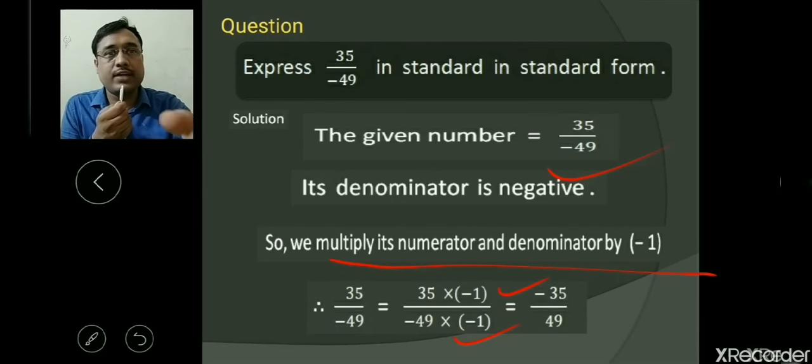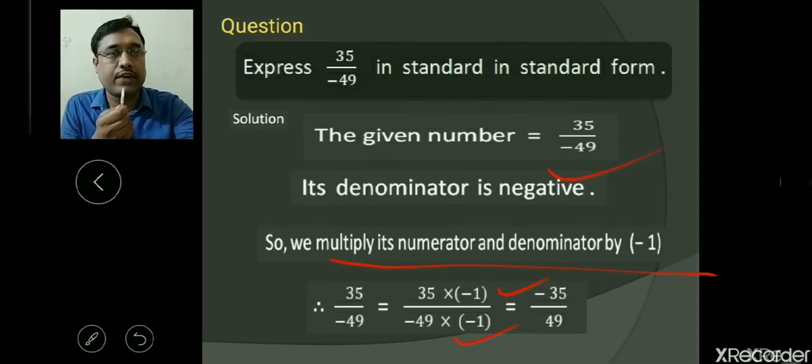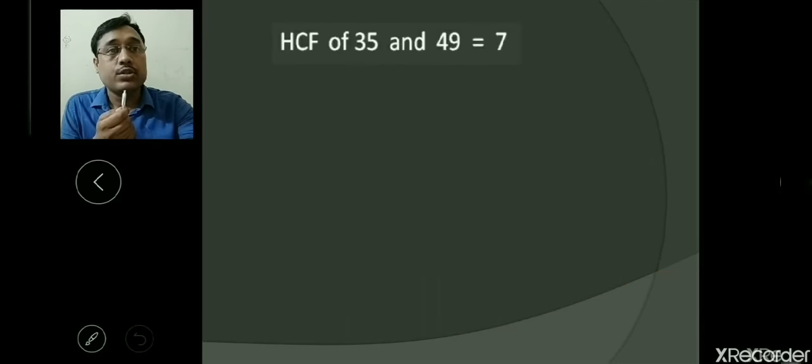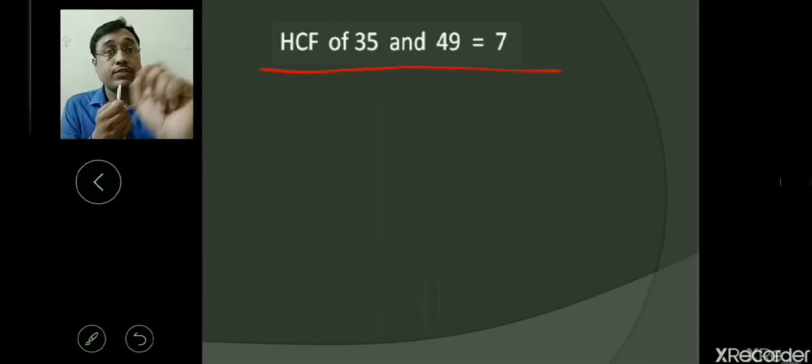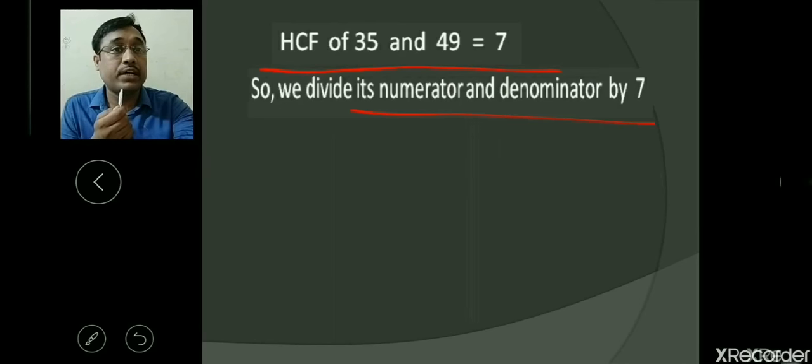Next step, find the HCF of numerator and denominator. The numerator is 35 and the denominator is 49. I am talking about the numerical value. For finding the HCF, don't look at the sign. Only look at the values 35 and 49. So the HCF of 35 and 49 is 7. Then we divide its numerator and denominator by 7 because 7 is the HCF.